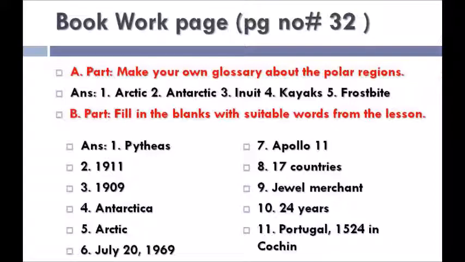Our next part is Part B. Fill in the blanks with suitable words from the lesson. First one is, dash, was the first Greek explorer to reach the Arctic. Answer is Pythias. Second one, the first man to reach the South Pole was in, 1911. Third, the first man to reach the North Pole was in dash. Answer is 1909. Fourth, today dash is still uninhabited. Answer is Antarctica. Fifth, there are no penguins in the dash. Answer is Arctic.